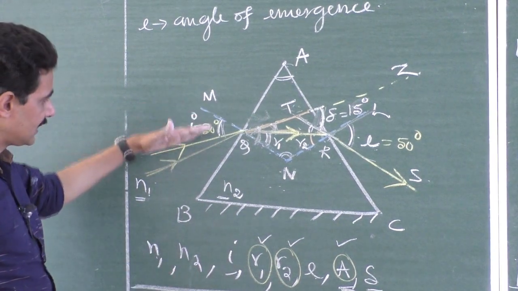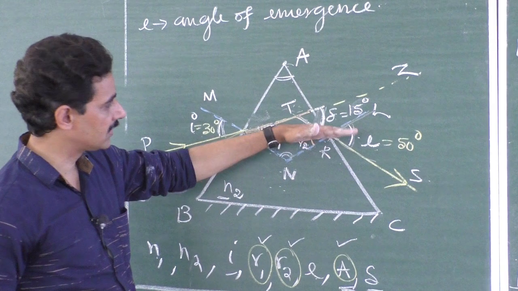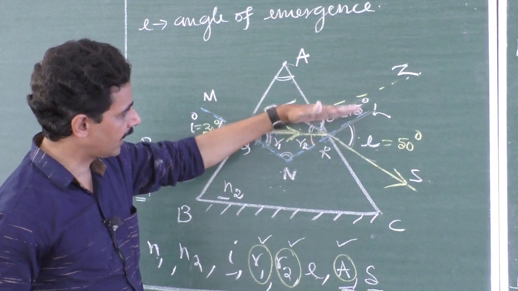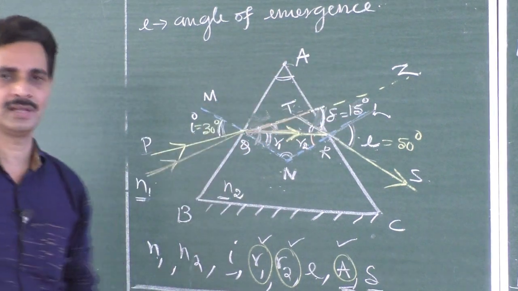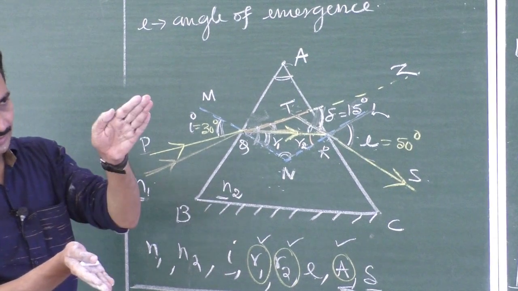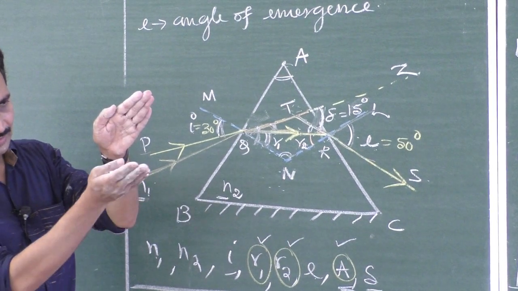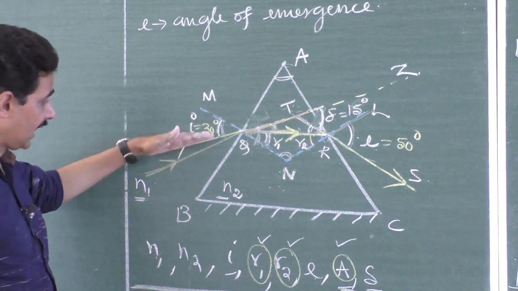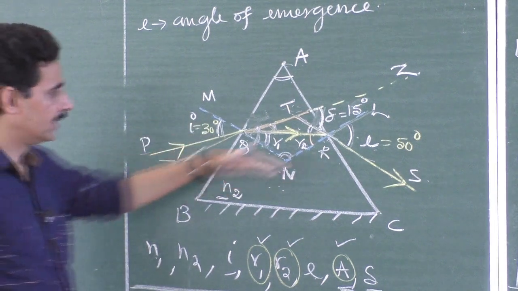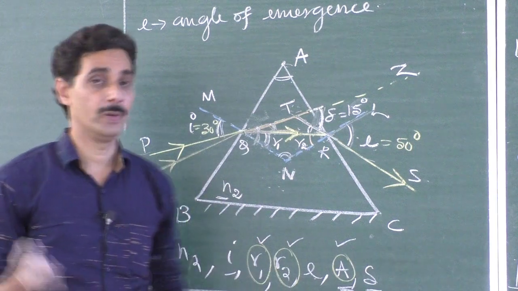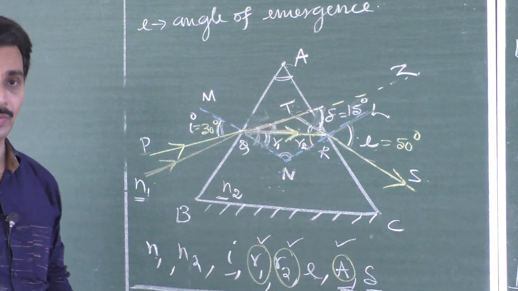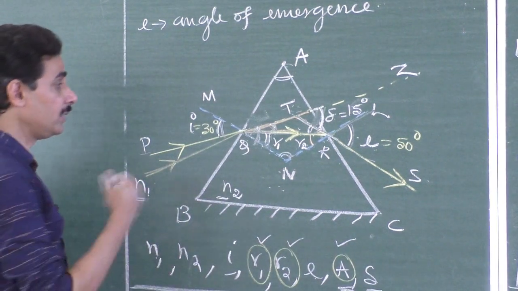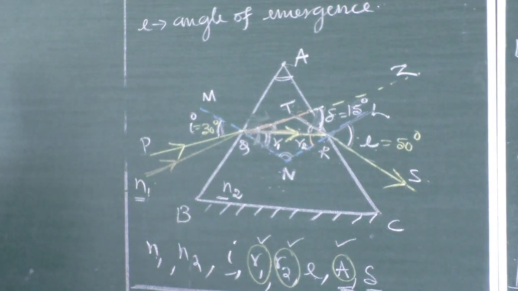As the angle of incidence is increased, the angle of deviation goes on decreasing, and the ray comes closer and closer to the original direction. Sir, will it become 0? Shall I try with such an angle of incidence that this angle of deviation is 0? No, that is not at all possible. Why? Because what do you mean by angle of deviation 0?